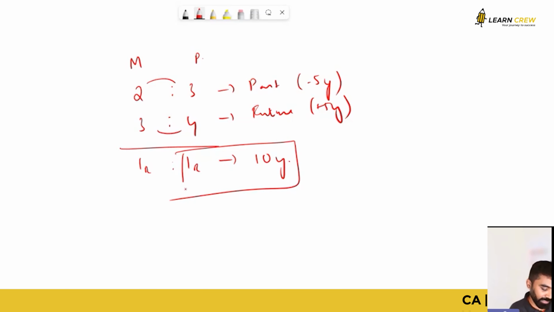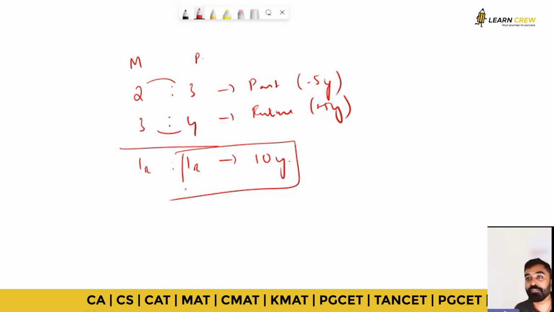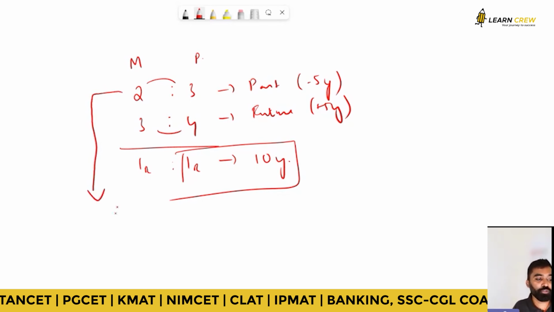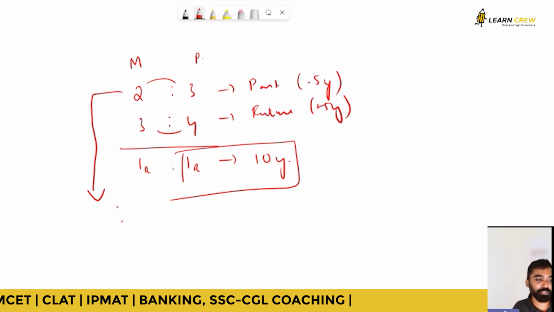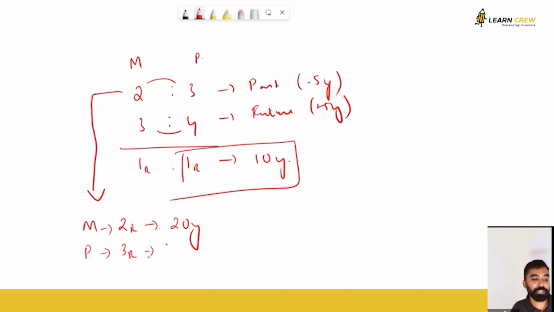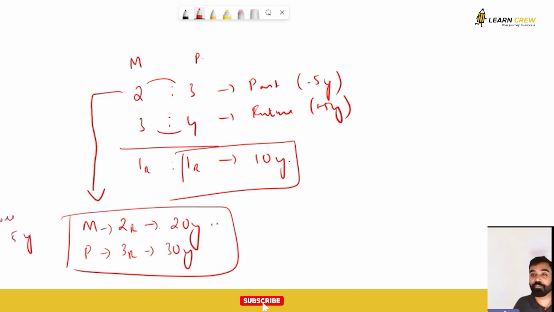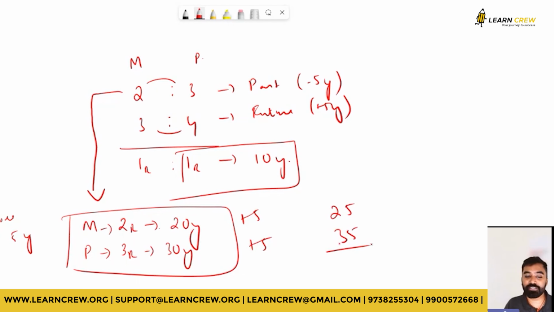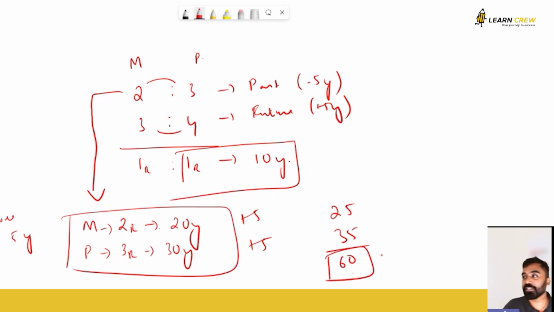If a single ratio is 10 years, they are asking the sum of their present ages. Now we do not know the ratio of present age, so substitute in this one. Motu's age before 5 years was 2 ratio, which is 20 years. For Patlu, it was 3 into 10, that is 30 years. This is before 5 years. Current age means add 5 to it, so it becomes 25 and 35. 25 plus 35 is the total, 60. This is the sum of their ages.